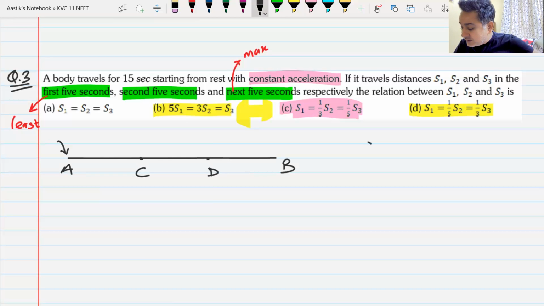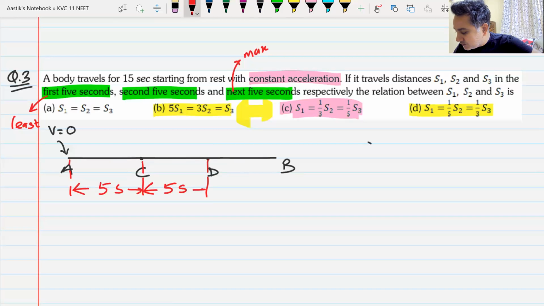At point A, the velocity is 0. So I write it like this. Now, from A to C, the time it takes is 5 seconds. From C to D, the time it takes is 5 seconds. From D to B, the time it takes is 5 seconds. Do we understand this? All the three are having the same interval of time, 5 seconds.